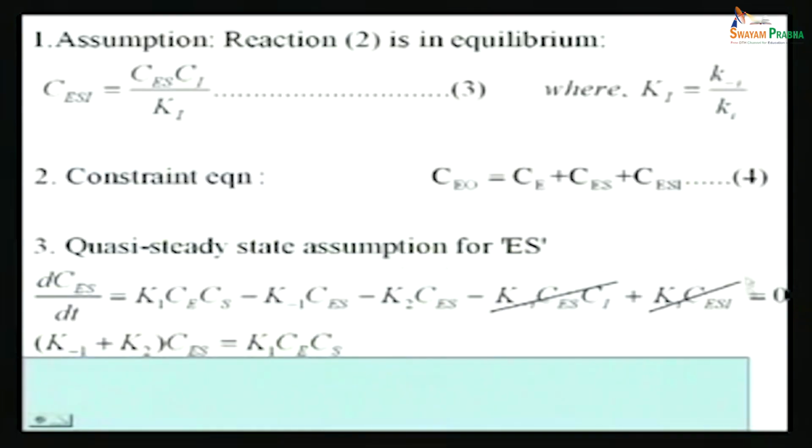So here, if you look at it, this reaction has attained equilibrium, which doesn't mean that ES has attained steady state. ES actually doesn't attain steady state at all. We assume that it attains steady state for the simplicity of our calculations and for certain conditions which we are able to justify, but it doesn't attain steady state in general.